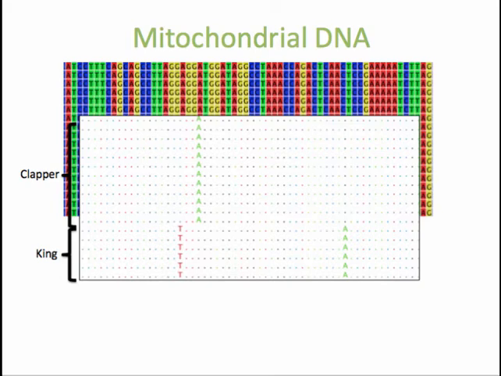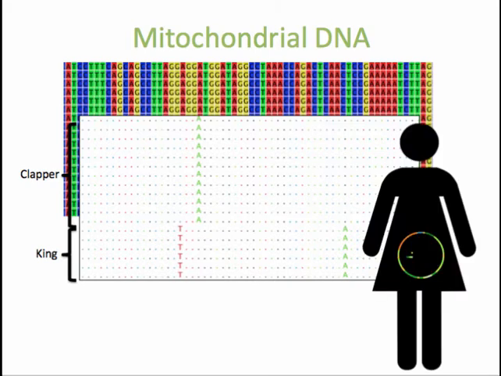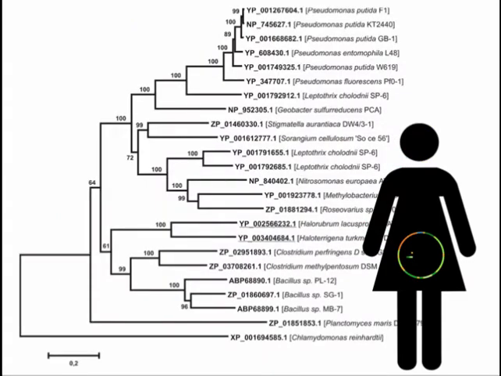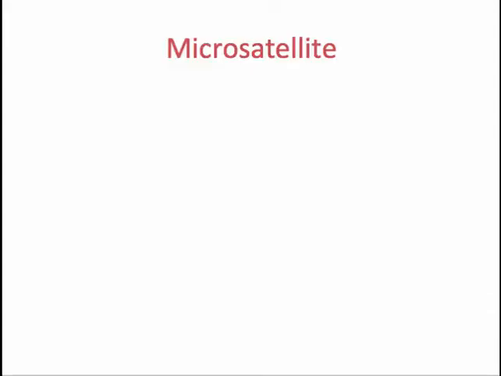Also, we only get mitochondrial DNA from our mother, so it only tells us about half of the lineage. But it's commonly used in phylogenetics, where the differences in the mitochondrial sequence variation is used to map an evolutionary tree depicting ancestry. The next marker I'm going to talk about is a microsatellite.